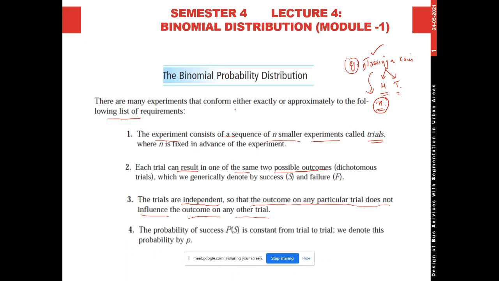And the fourth one is the probability of success is constant from trial to trial. That means for each trial, the probability of success is constant. Taking this example, suppose I take success as head and failure as tail. Then the probability of success is 1 by 2 for each trial. If any random experiment satisfies these four conditions, then we say that random experiment is a binomial experiment.